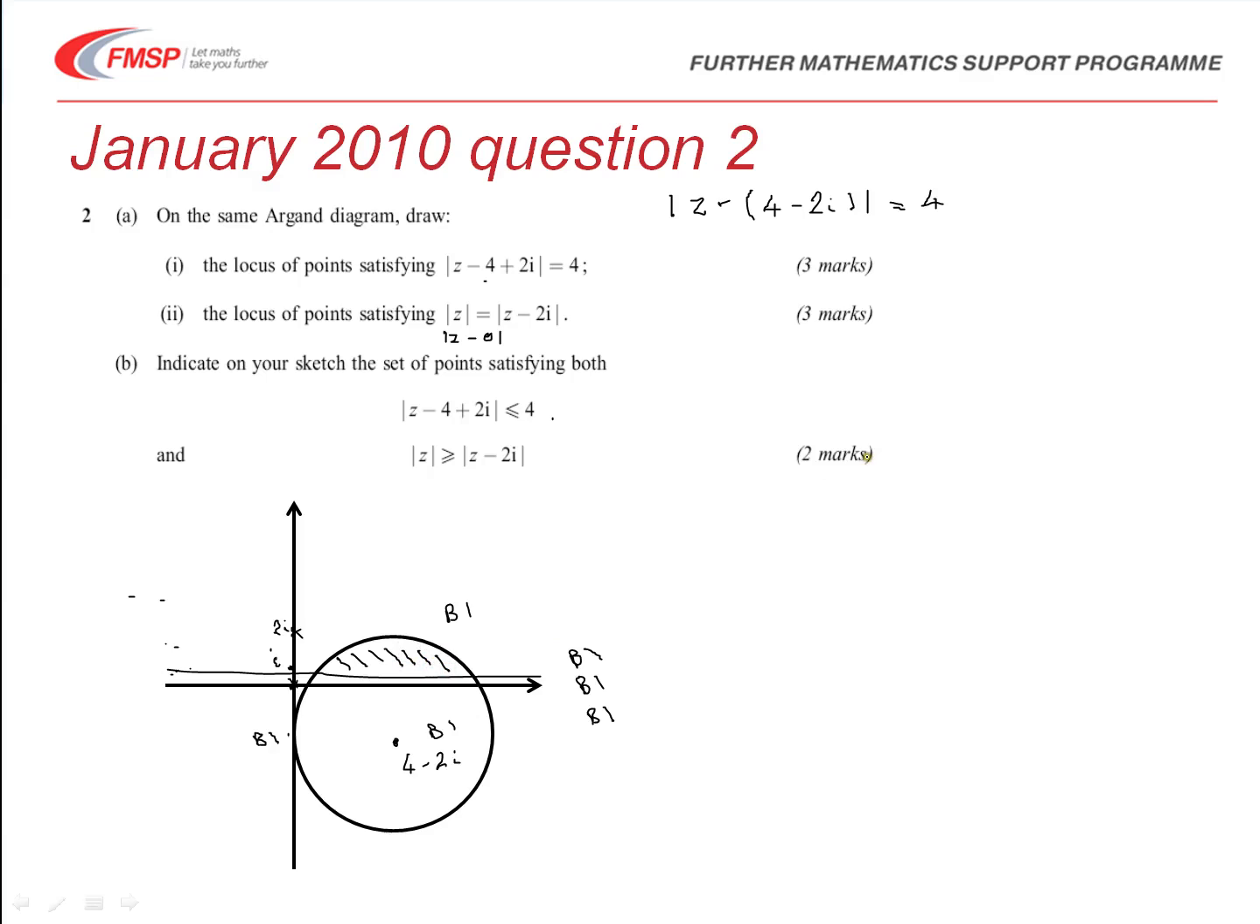And that's where you'll get your 2 marks, because one of the marks will be for making certain your points are inside the circle, and then the other one of your marks will be for being above the line that you've drawn.